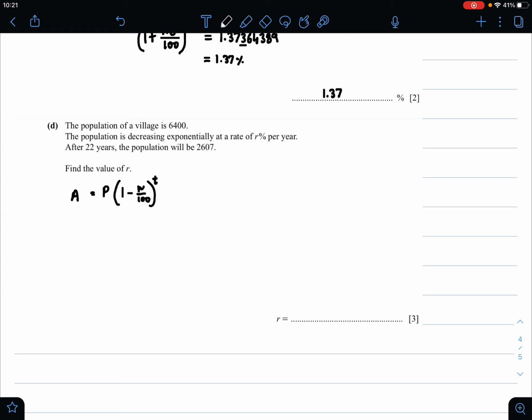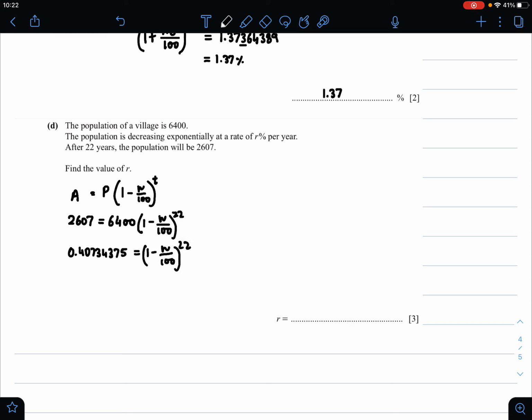So the amount after the 22 years that they've given to us is 2607, equal to the original population, that was 6400, multiplied by 1 minus, we have to find R, so let's leave R as it is, divided by 100, raised to t, which is the number of years, so 22. Now all we need to do is solve for R. So let's take 6400 to the other side of the equation. So 2607 divided by 6400 is equal to 0.40734375, which is equal to 1 minus r by 100 whole raised to 22.